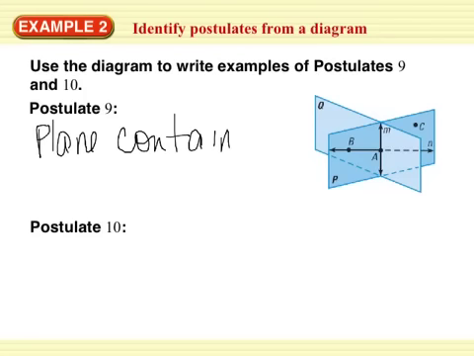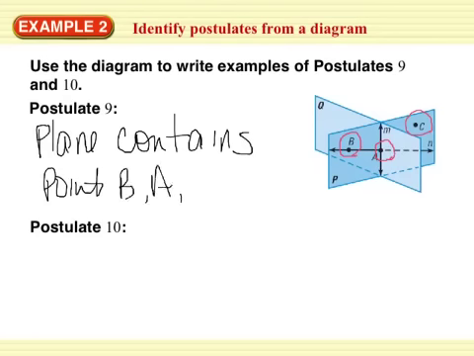But I'm going to say the plane contains, if I look at plane P, I can see that there's a B on it, a C, and an A. Okay, so I'm going to say the plane contains points B, A, and C, or ABC, or anything else. And that is plane P. Let's write that in. Plane P contains points B, A, and C.